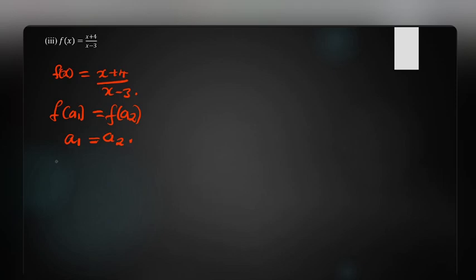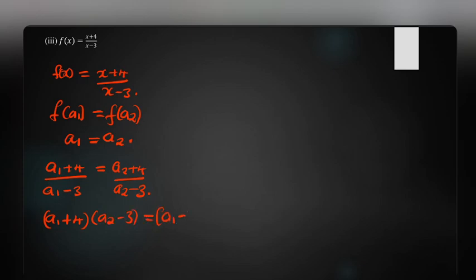So from here we do the same. Wherever we have x, we put a1. So on top a1 plus 4, over a1 minus 3 down. This should be equal to, when we substitute with a2, a2 plus 4 over a2 minus 3. So here we just do cross multiplication, meaning we say a1 plus 4 multiplied by a2 minus 3, which should be equal to a1 minus 3 multiplied by a2 plus 4.